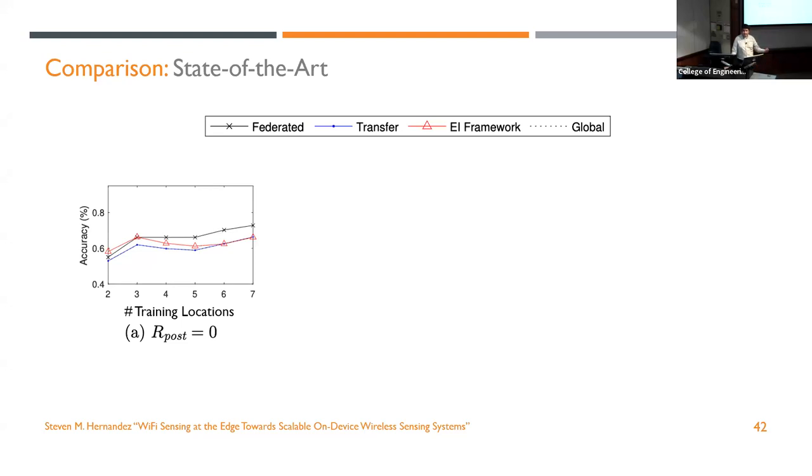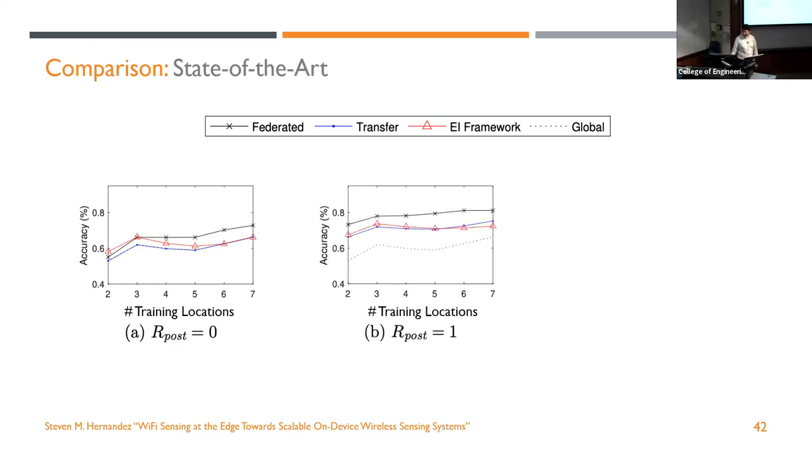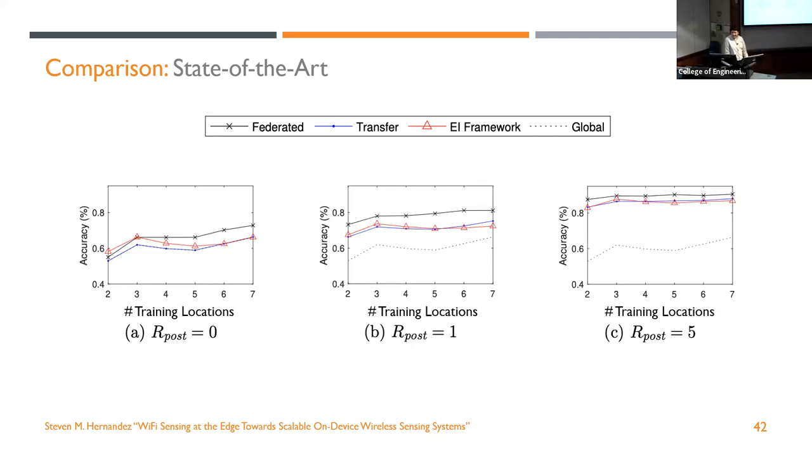And we can see that the accuracy increases as we increase the number of locations that are involved in training. That's because there's more knowledge that can be gained when we have more devices. And we can see in each of these cases that the black line, the federated learning model, does achieve higher accuracy than the other state-of-the-art methods.